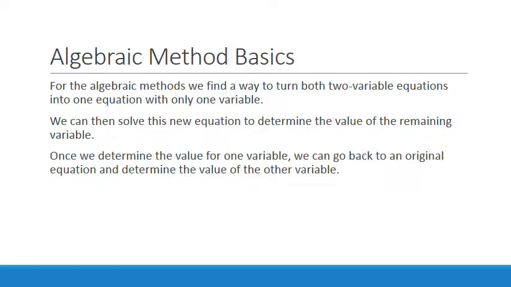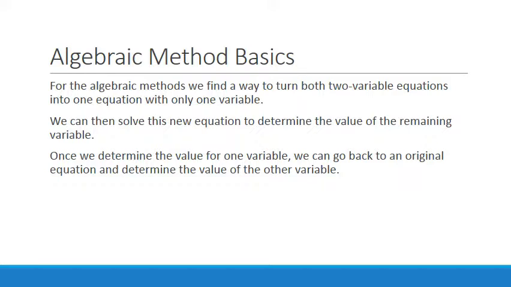Before we get into the substitution method, I want to talk about a couple of algebraic method basics. For the algebraic methods, we find a way to turn both two-variable equations, these systems always have x's and y's in them, right? So those are two variables. And we turn them into one equation with only one variable. So we're going to find a way to turn these two equations into just one equation, and instead of having two types of variables, they're going to only have one type of variable. We can then solve this new equation to determine the value of the remaining variable.